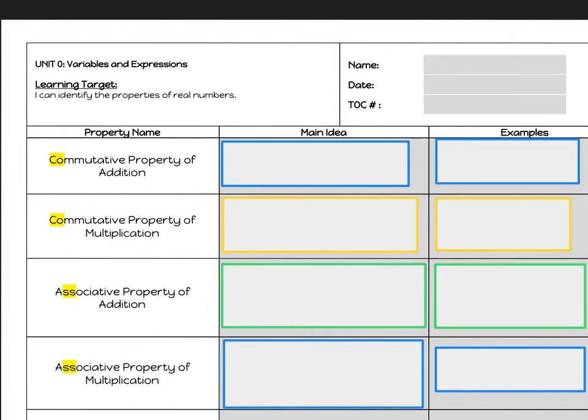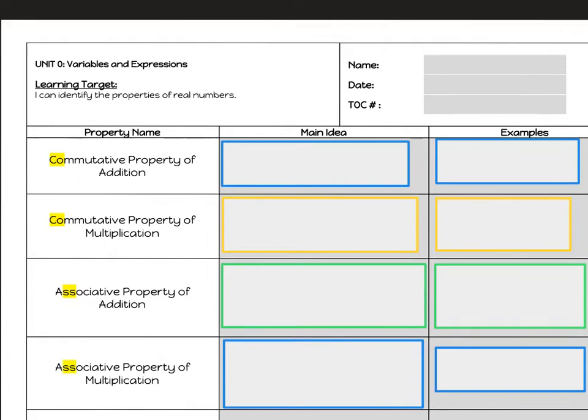Hi everyone, today we're going to be discussing the properties of real numbers. At the end of these notes, you're going to be able to say this learning target, which is I can identify the properties of real numbers.